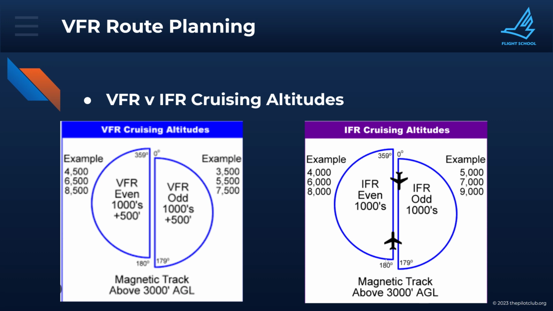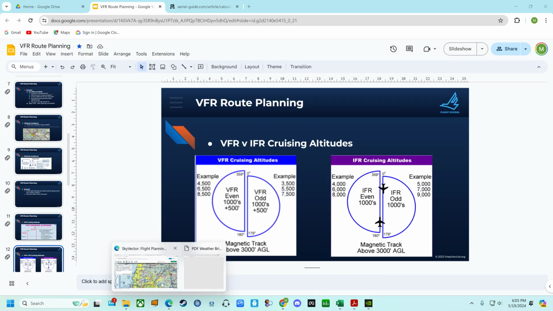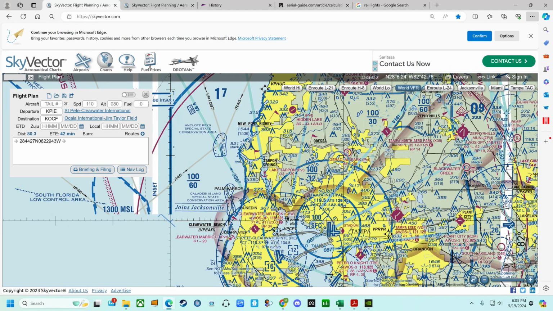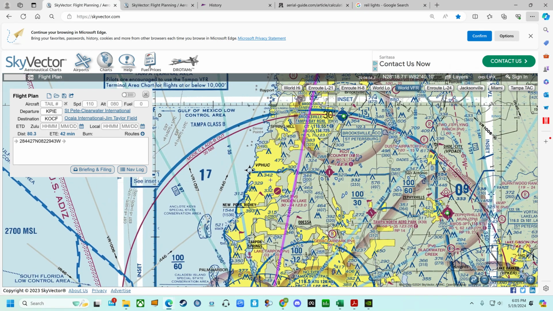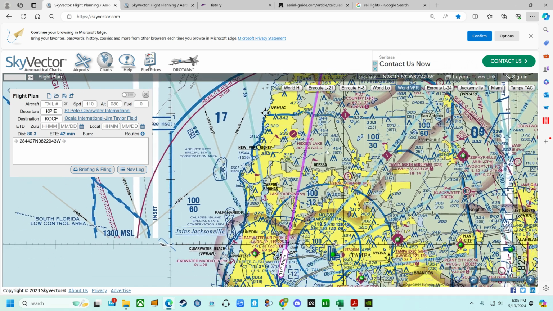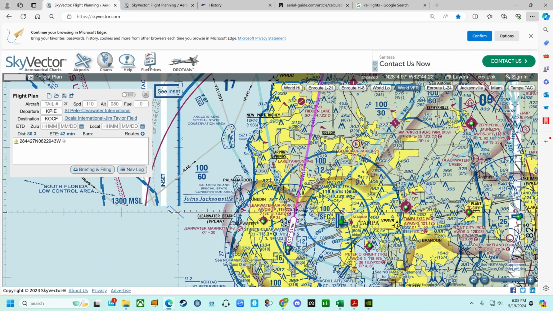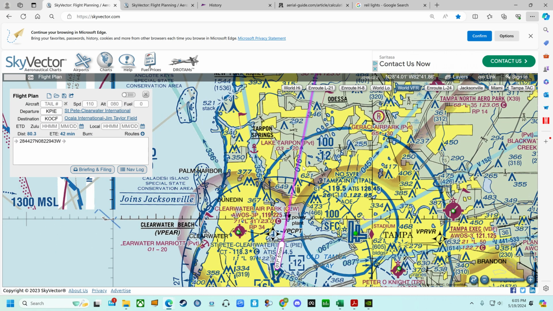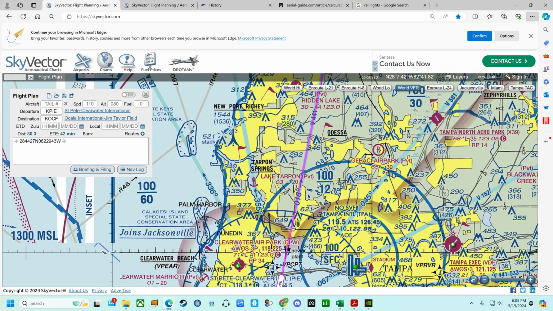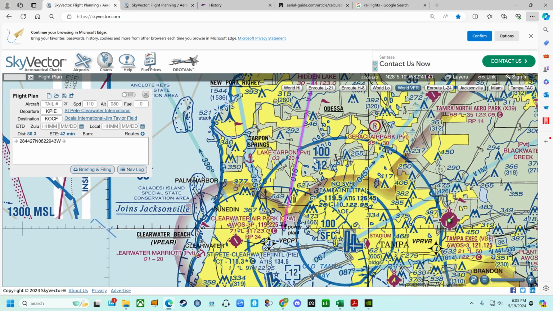So going back to our example, maybe pause the video and pick which altitude is appropriate based on whatever flight plan you came up with. If you're flying the Victor 441 airway, that's kind of a northeastern track at 016 degrees, so we want to fly odds plus 500s, right? But that's only when you're above 3,000 feet AGL.